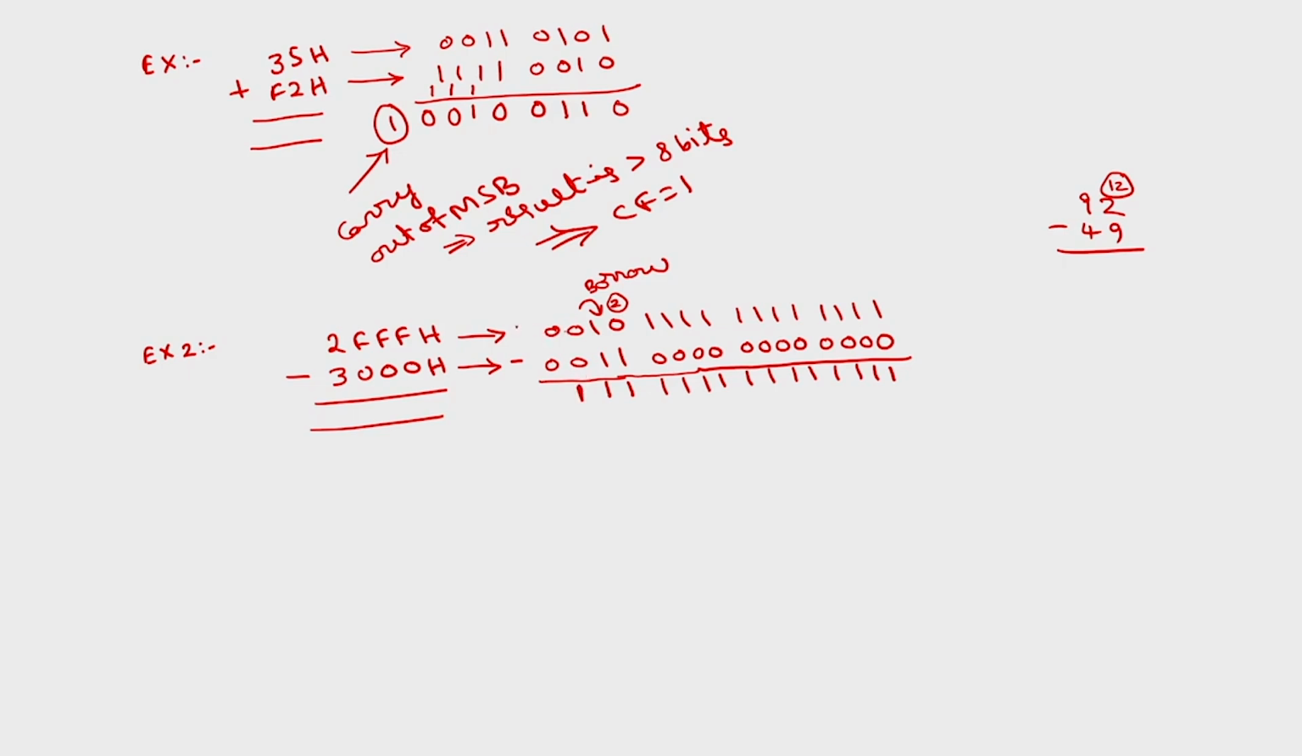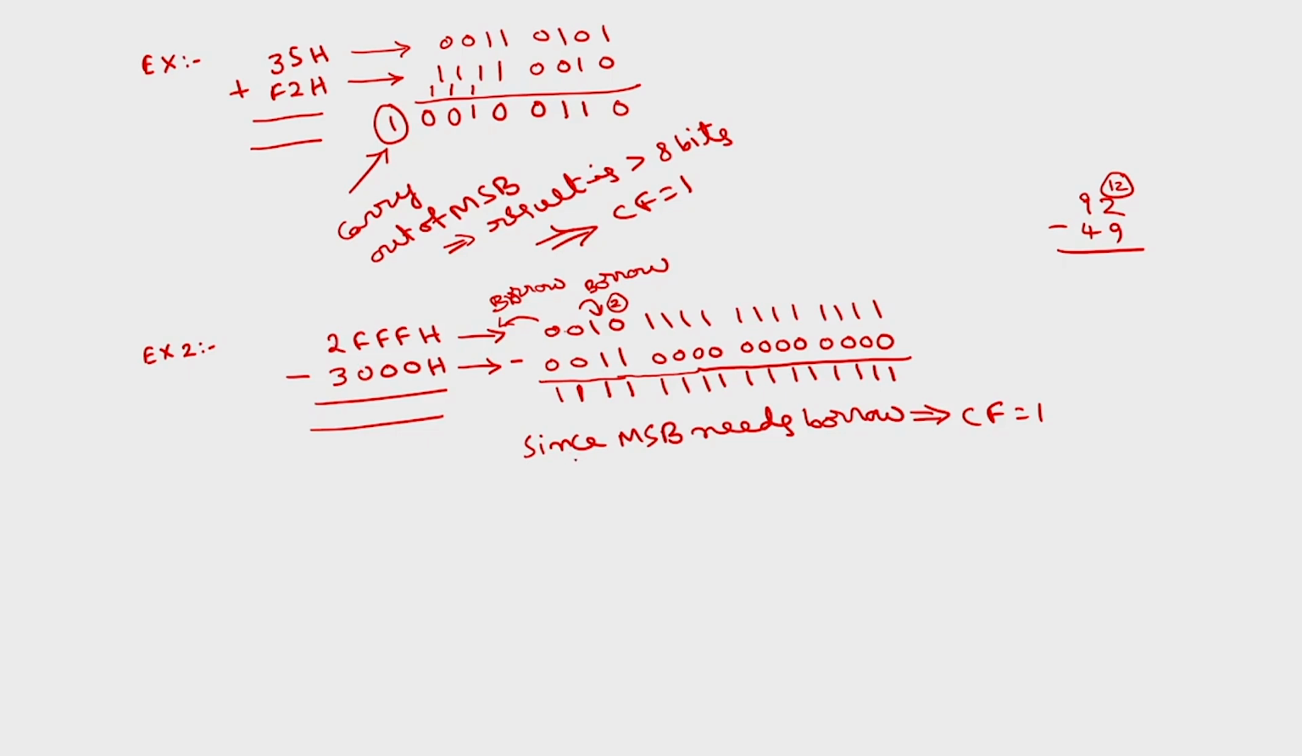Similarly, the case here will be this has to take borrow from here. This will be 1 if I take the borrow, because the MSB bit, the most significant bit, requires a borrow. Carry flag will be set. Or otherwise, as I have told, this number 3000H, this subtrahend is greater than minuend. So, the carry flag is set.